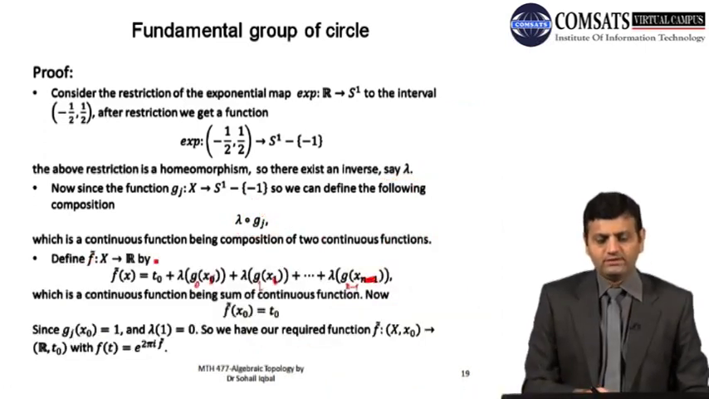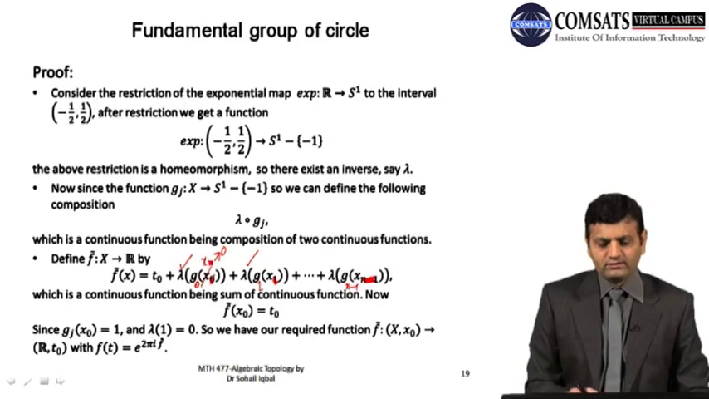Now we can define this function f tilde in the following way. We have seen that this composition of lambda and g naught is going to be continuous, and similarly lambda g1 up to lambda g n minus 1, and we can calculate this function, and these are all continuous, so their sum is going to be continuous. So f tilde of x is a continuous function, and of course f tilde of x naught is equal to t naught, because these are all going to be 0 at x naught.